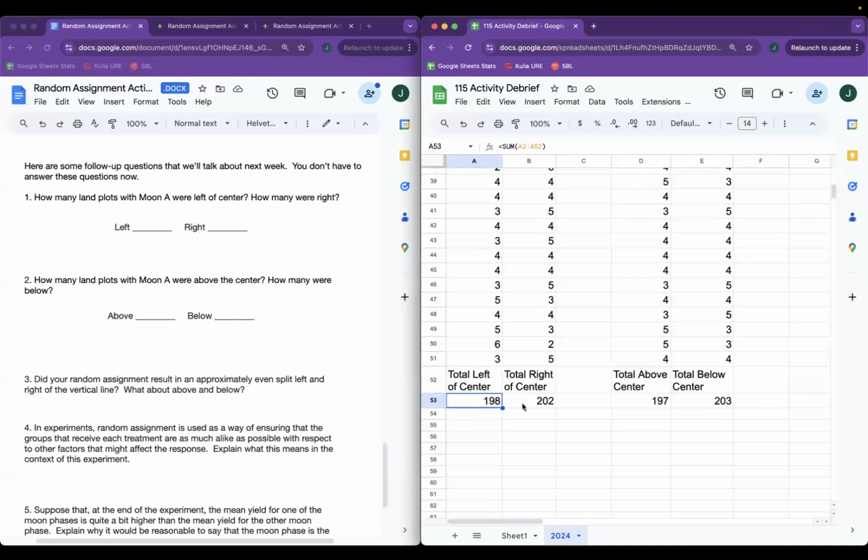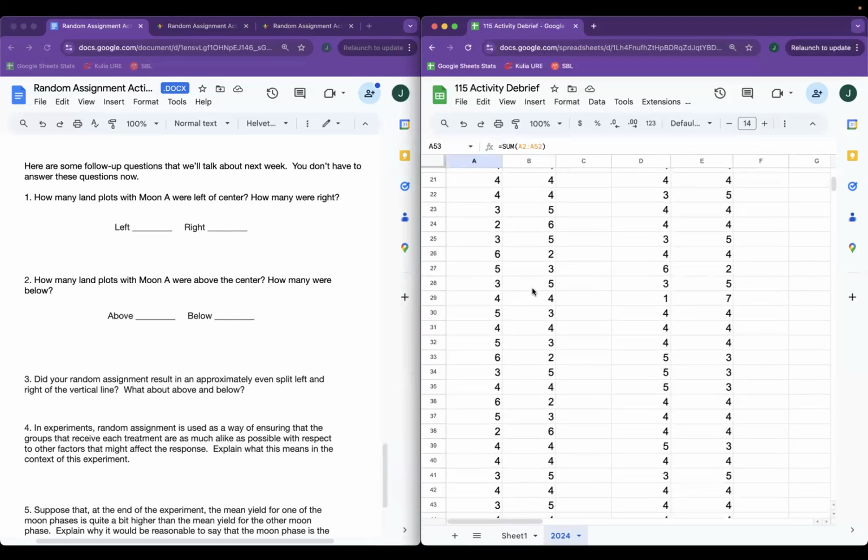So look at that. That means it's only a difference of four out of the total, 202 plus 198. That means there are 400 total A's, and only four more of those 400 ended up on the right side. That's 1%. Four out of 400 is 1%. So very, very close, in other words. And we didn't predetermine how many we were going to put left and how many right. It just randomly came out almost exactly even.